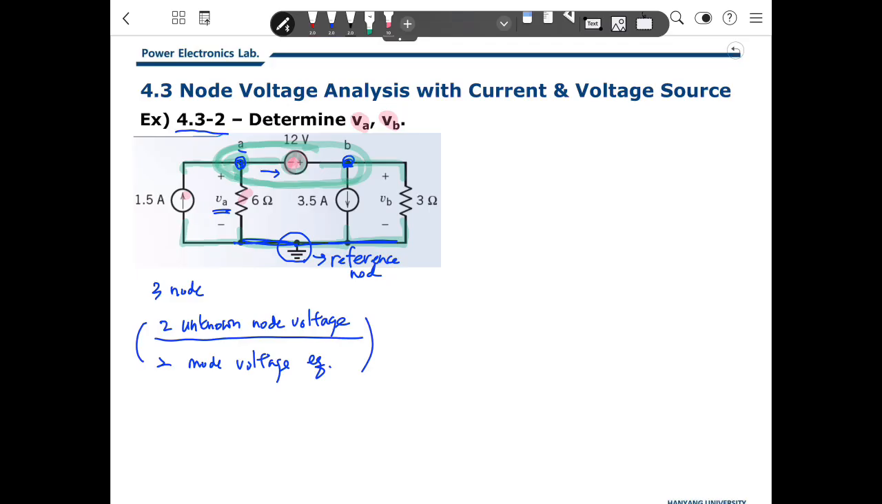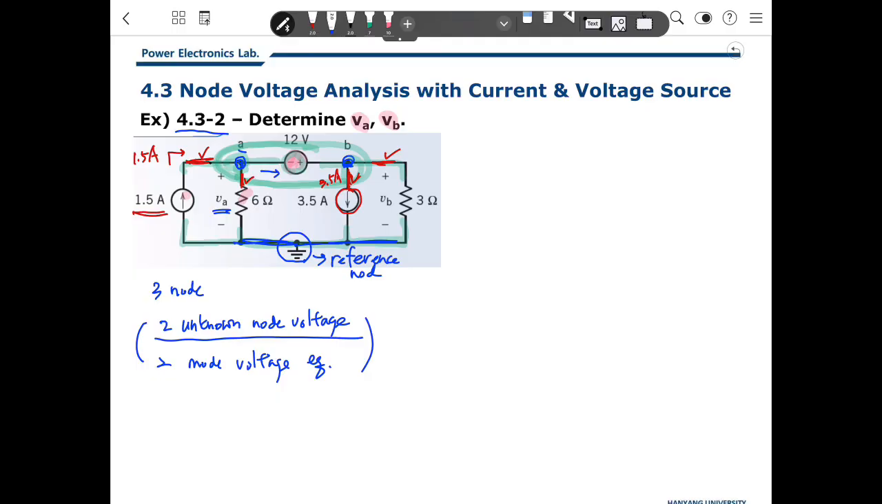Because a supernode is kind of a node, we need to define the currents. This way, this way, this way, and this way is a current source, with current going into the node. So we need to check this current, and this current, and this current. Fortunately, because of the current source, we already know the current here. What is that? 1.5 amperes. Then this current is known because of the current source. It will be 3.5 amperes.